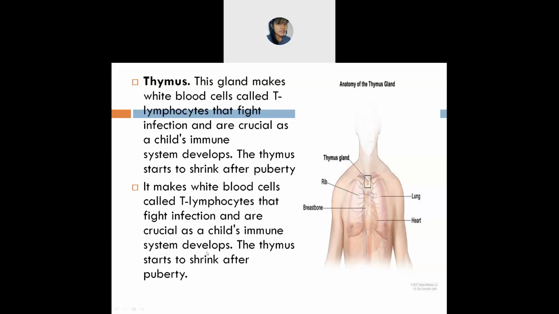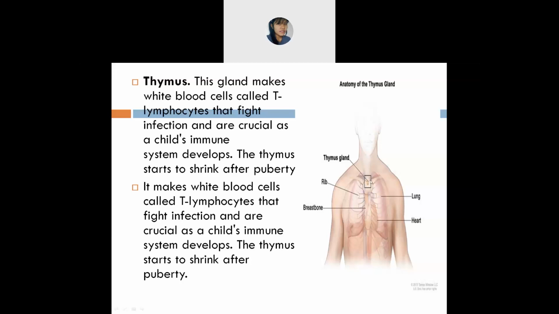So this is the repetition. You don't need to see it. This is just the repetition. You need to see it. Ma'am, Huh? lymphocytes or lymphocytes? Lymphocytes. Lymphocytes. Lymphocytes.